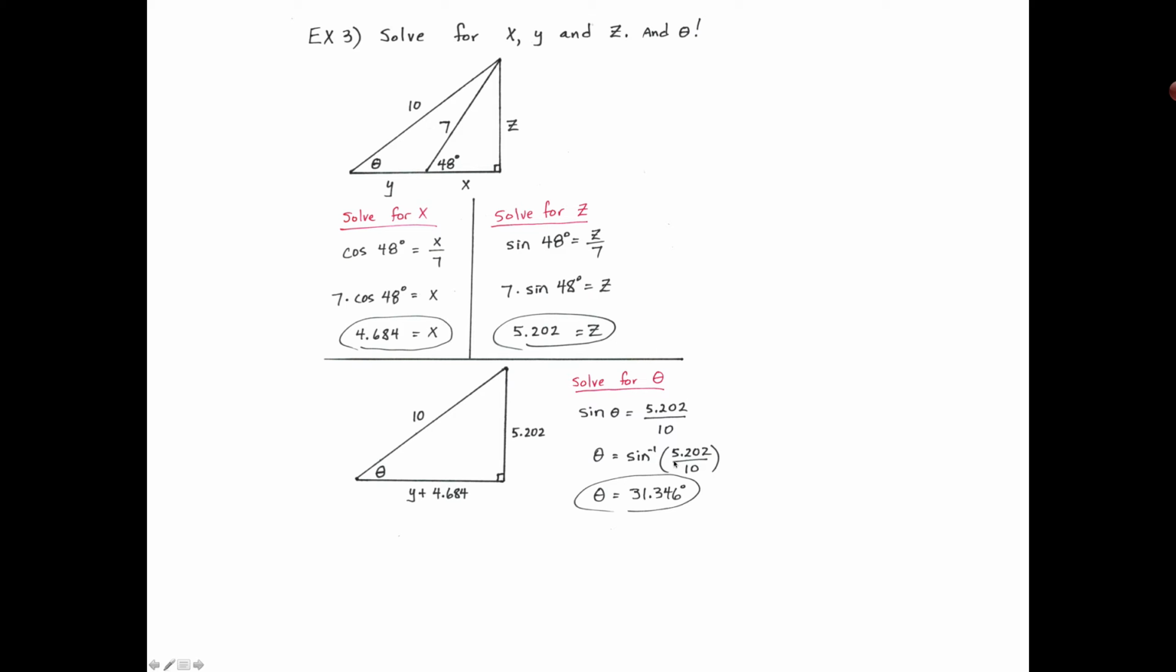And then to solve for an angle, you use sine inverse. That's the whole job of the inverse trig functions. So sine inverse of this turns out to be 31.346 degrees.